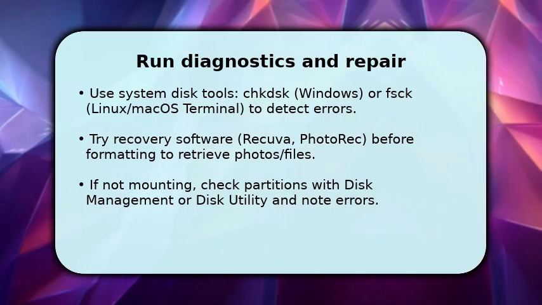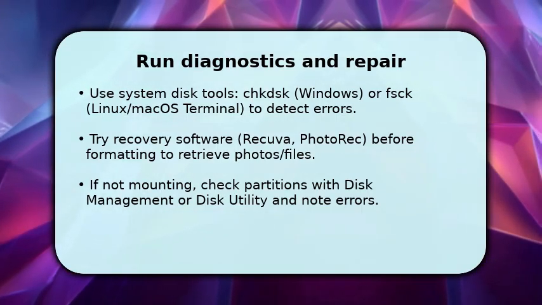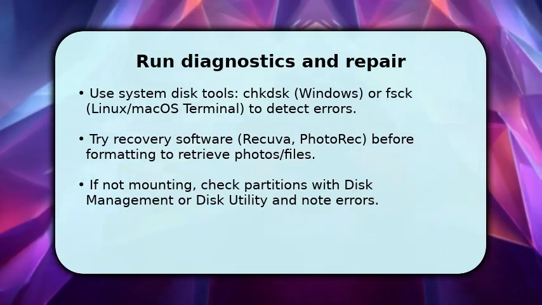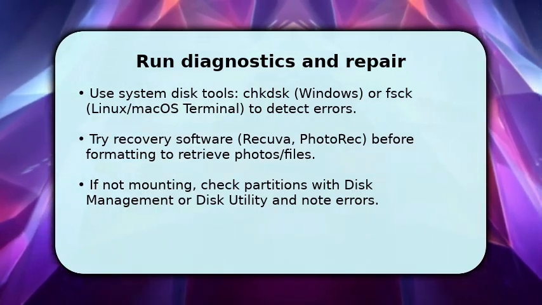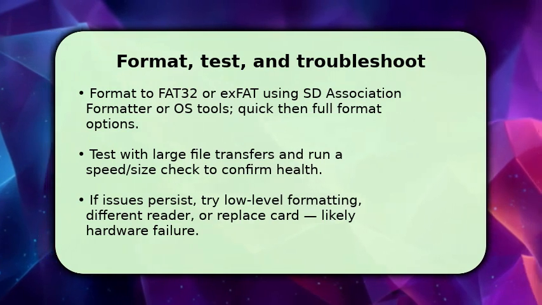Meanwhile, inspect the partition table in Disk Management or Disk Utility. If the card shows RAW or no partition, you now know why mounting failed and can plan a safe format or partition rebuild. You finish by formatting the card to a compatible file system.